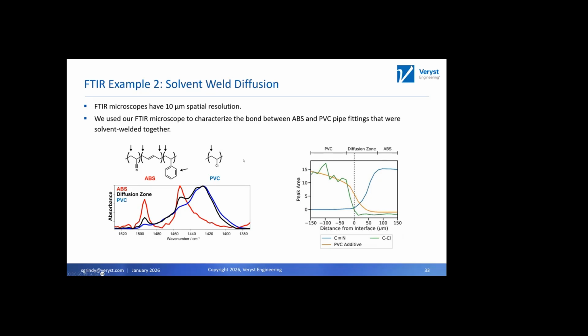Another example is the spatially varying chemical composition of your material. So use what's called an FTIR microscope. You have about 10 micron spatial resolution in your FTIR spectra. And so you can take spectra on this 10 micron scale steps to see how the composition changes, in this case, a solvent weld between a PVC pipe and an ABS fitting. So you measure what's called the width of this diffusion zone to help you understand more about perhaps the performance of that interface, maybe compare different materials.